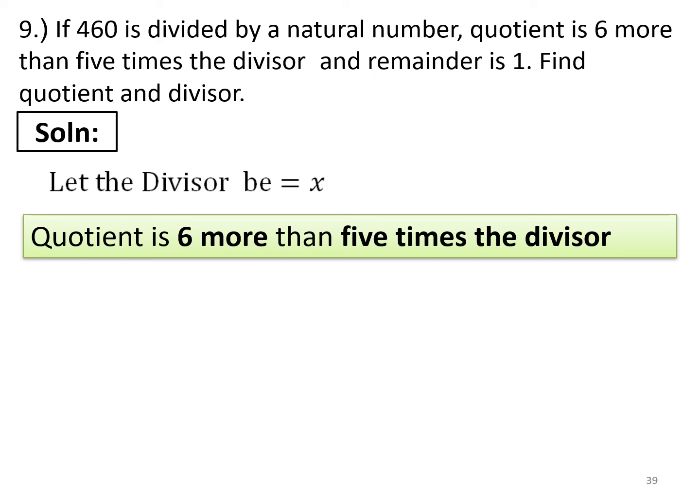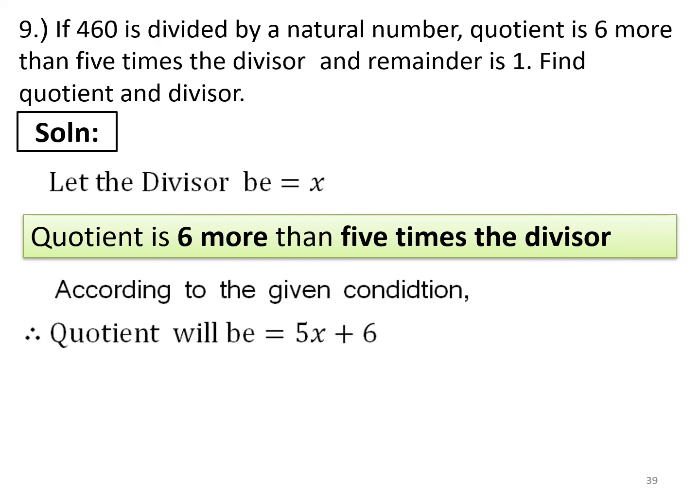So we assume let the divisor be x. Now what is the condition? Quotient is 6 more than 5 times the divisor. 6 more means plus 6 and 5 times the divisor means 5x. So your quotient is 5x plus 6. This is according to the given condition. Divisor is x, quotient is 5x plus 6, dividend is 460 and the remainder is 1.